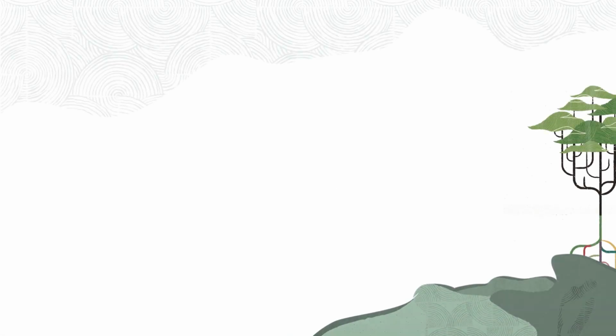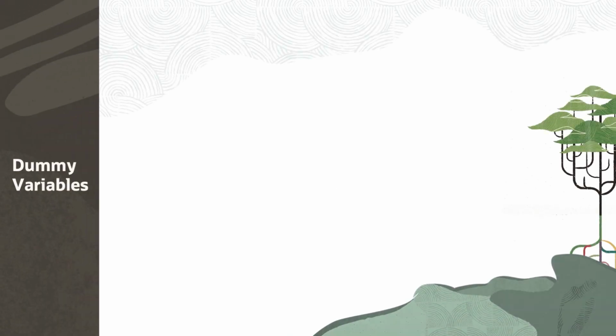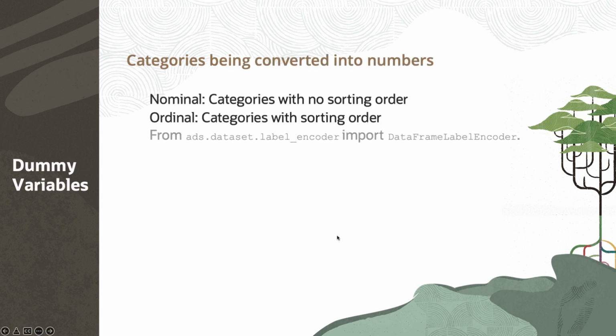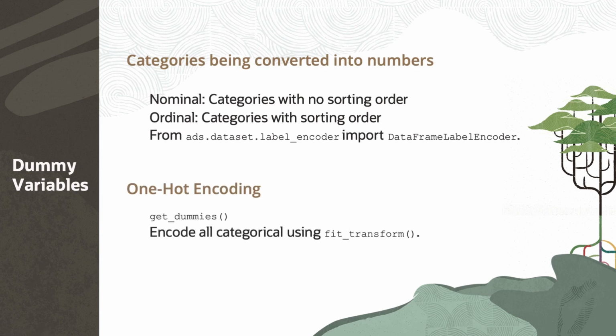When dealing with nominal categorical data, ADS has a built-in categorical encoder, that is the label encoder module, to enumerate categories into numbers. This converts the categories into numerical labels. But this might be a problem in case of ordinal data where hierarchy matters.